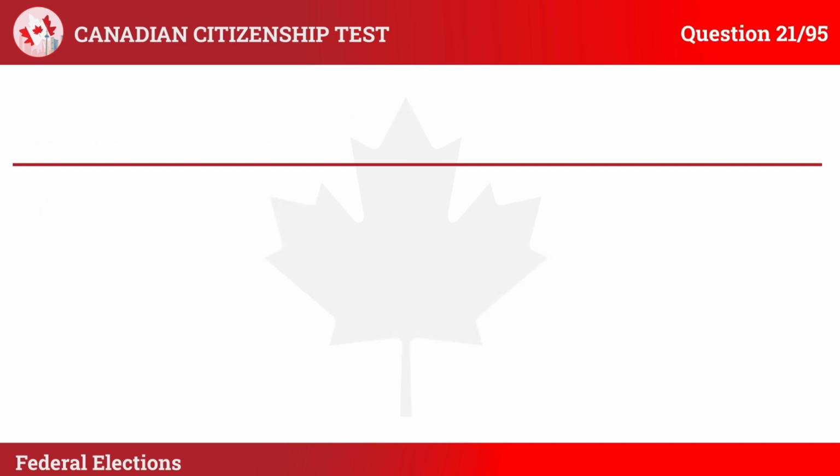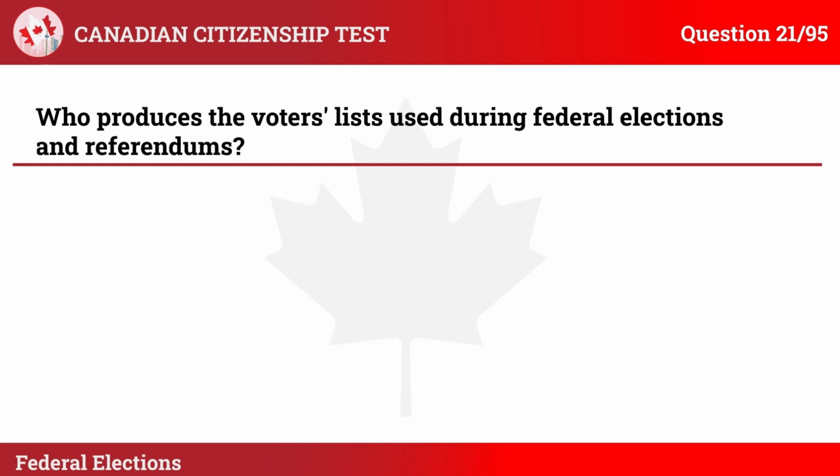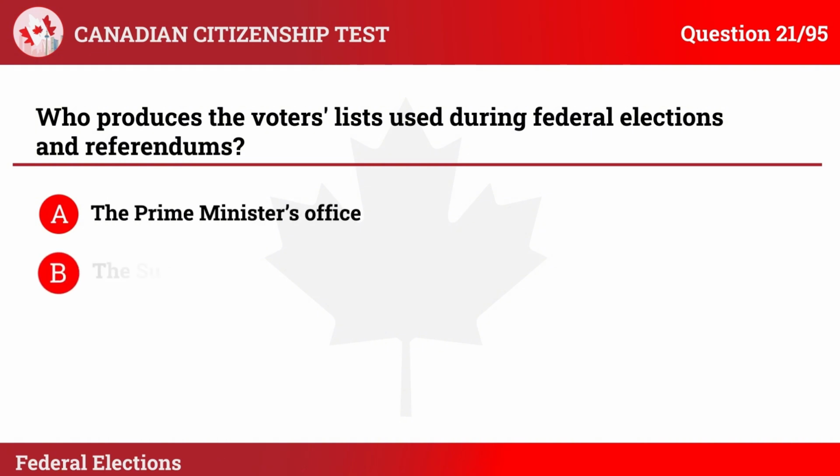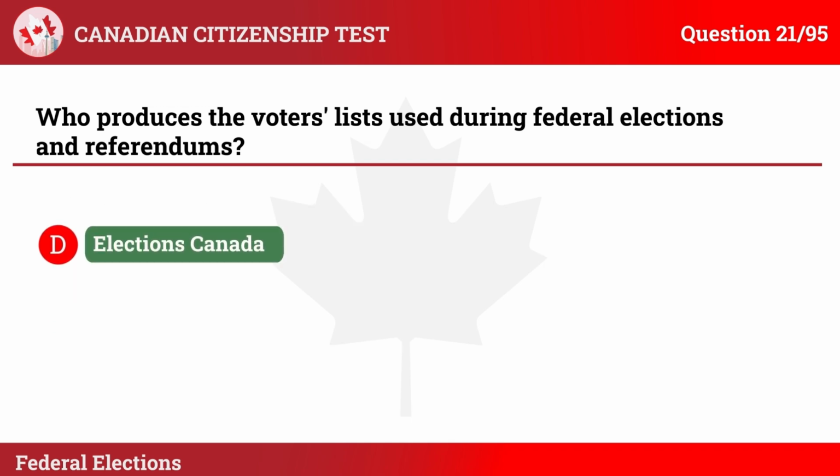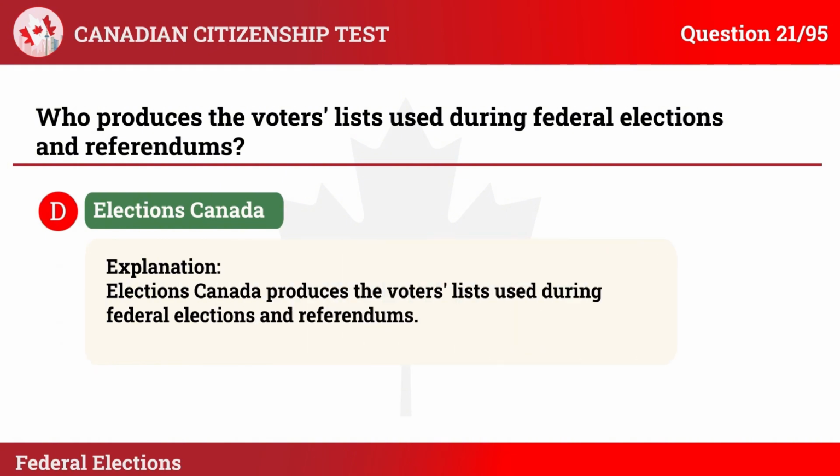Question 21. Who produces the voters' lists used during federal elections and referendums? A. The Prime Minister's office. B. The Supreme Court. C. The political parties. D. Elections Canada. The correct answer is D. Elections Canada. Explanation: Elections Canada produces the voters' lists used during federal elections and referendums.